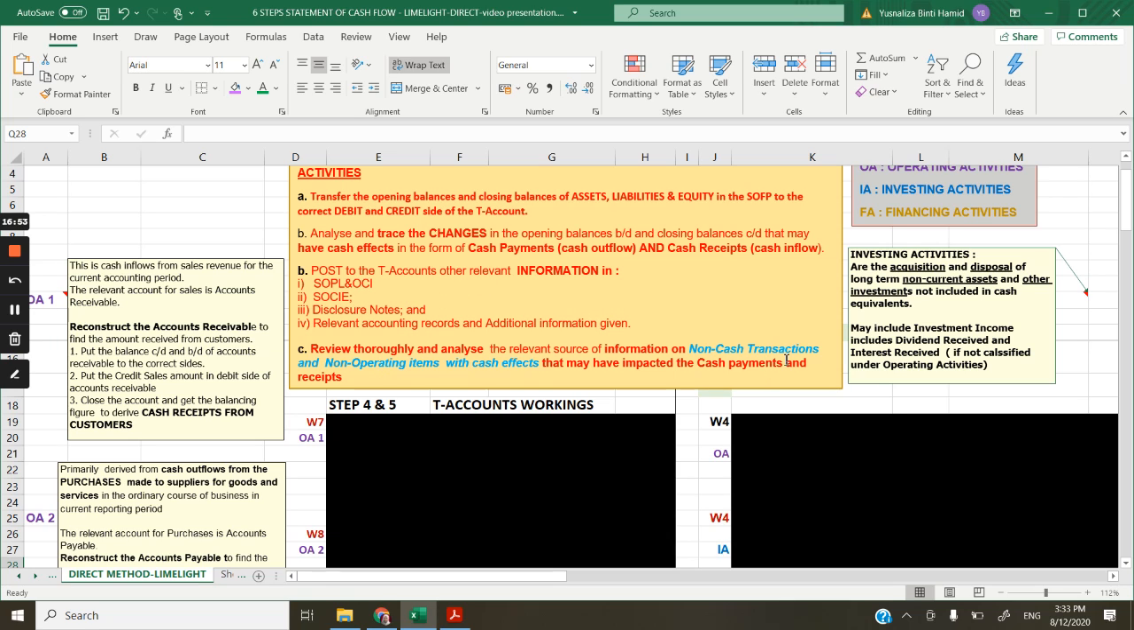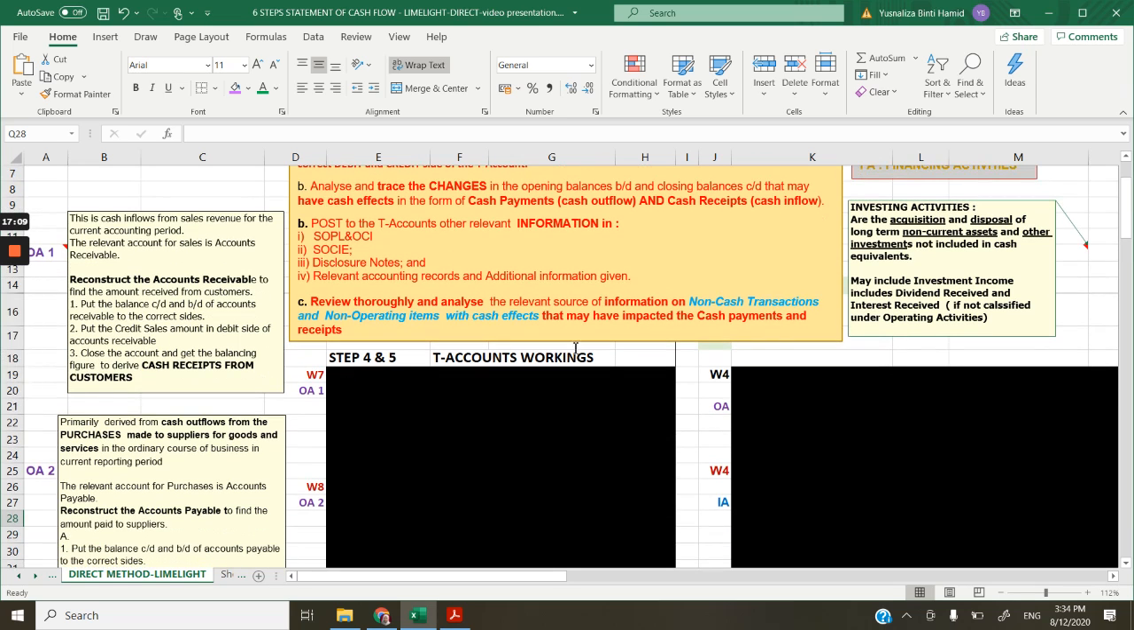Cash payment will be denoted as a negative outflow, a negative figure, and cash receipt will be as it is, which is a positive inflow, the so-called cash inflow.